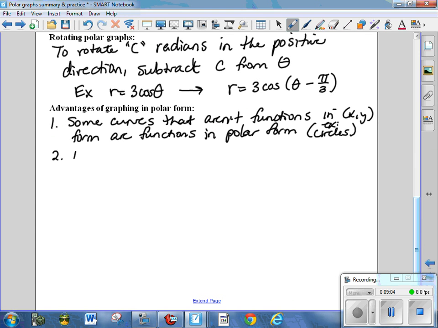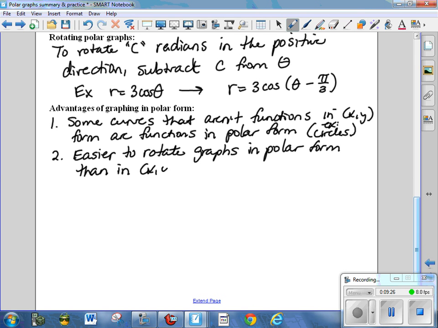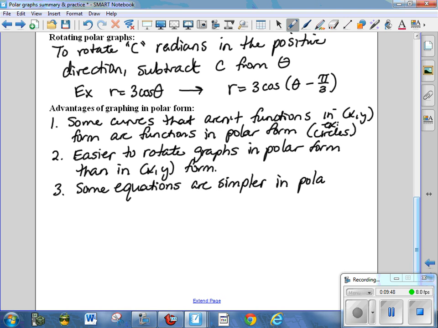Number 2, it's easier to rotate graphs in polar form than in rectangular form, and once again, I'll just write xy form because it's faster. And the third thing is some equations are simpler in polar form. Once again, the circles would be a good example. For some reason, I'm getting some hesitation on my writing here. Okay, some equations are simpler in polar form. So that's the end of our summary of polar graphs.